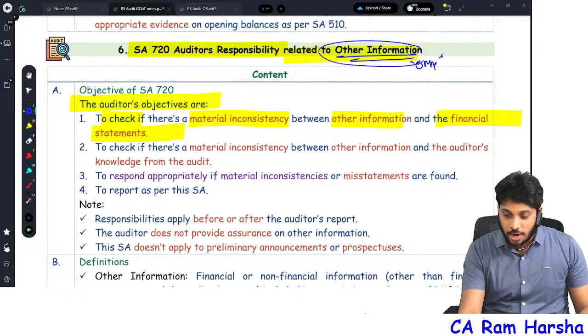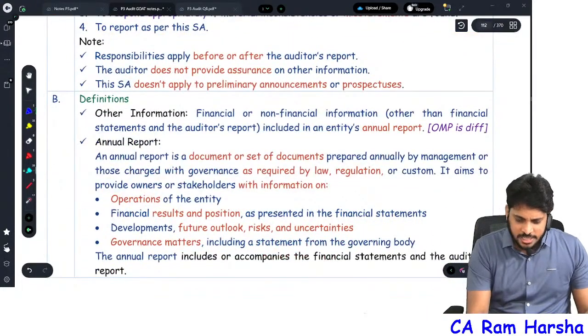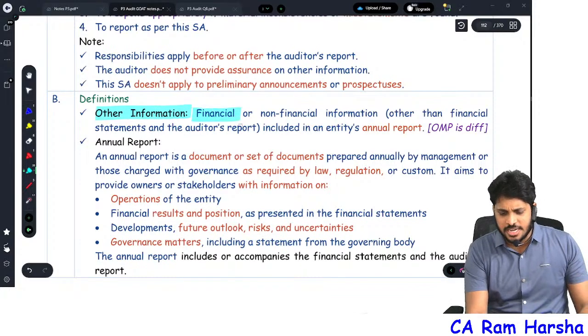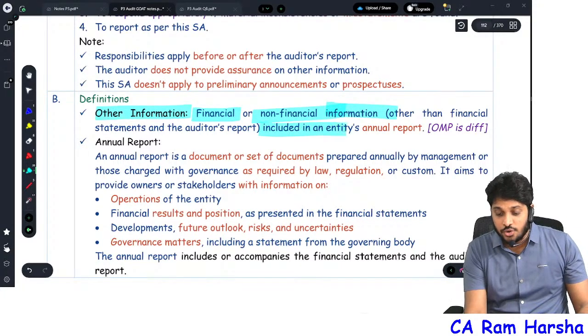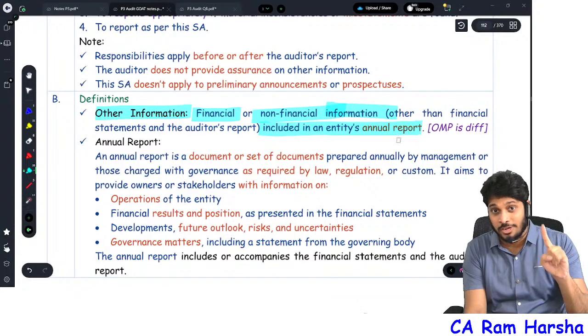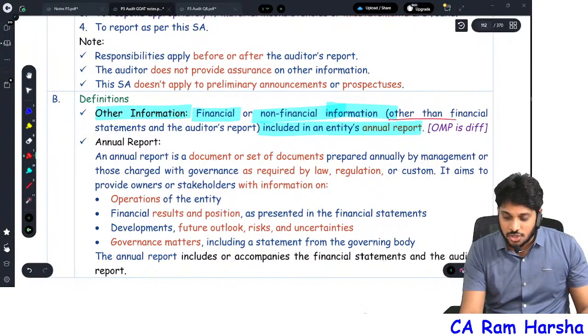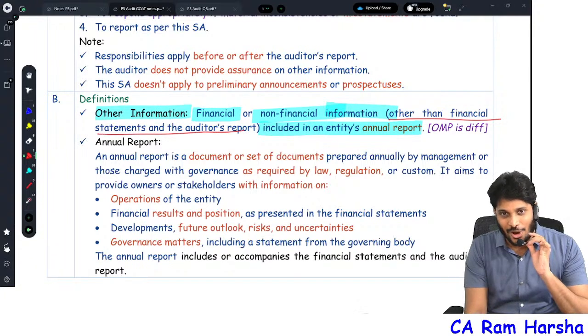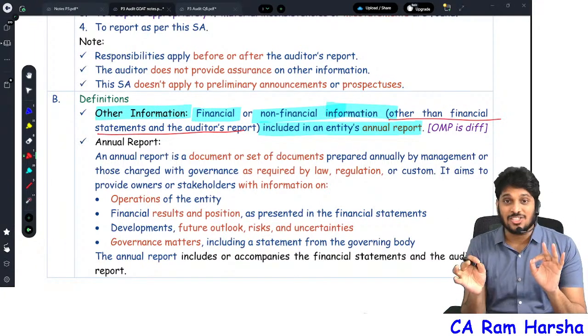So I am talking about other information. What is other information? The definition is given. Other information can be financial information or non-financial information. It is included in the annual report. Remember, other information is included in the annual report, but it does not include financial statements and the audit report. Except for the financials and audit report, the remaining part is other information.